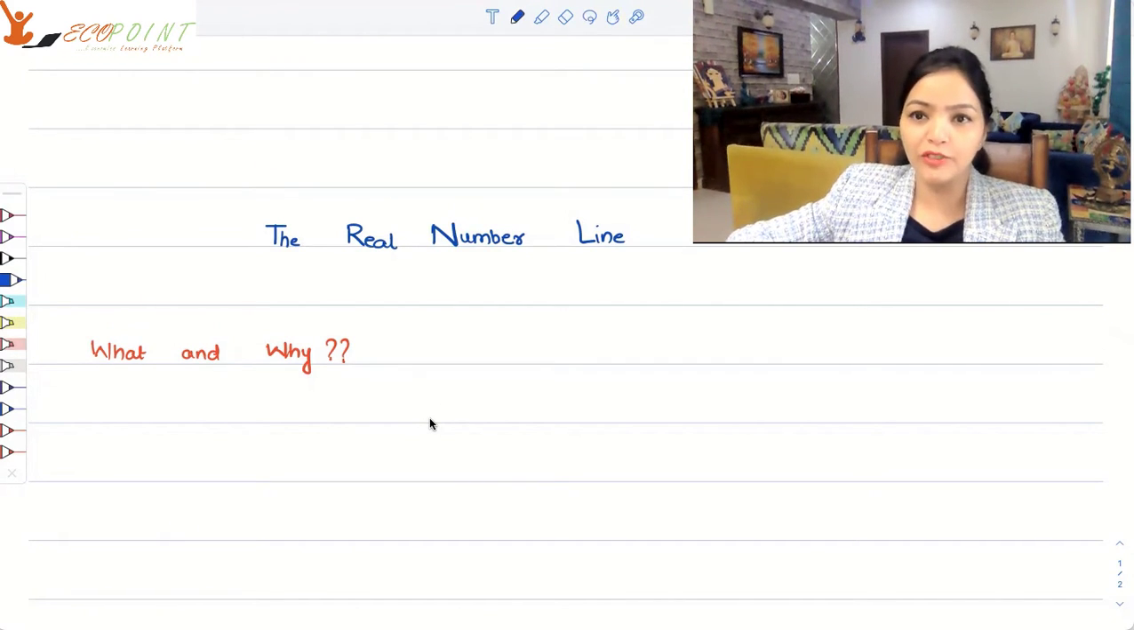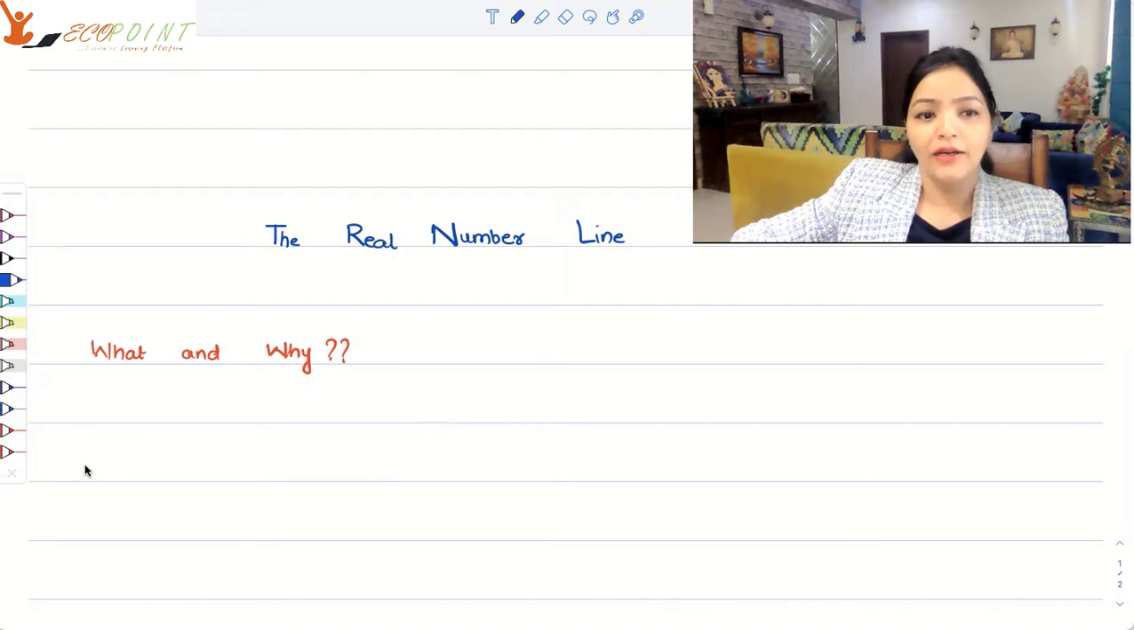So today we will talk about how to display numbers on a line, which is called the real number line. What is it and why do we need it? Now, what is the number line? The number line is a concept that answers the question of how to mathematically measure numbers or distance. So let me throw some light on it. Let me give you an example.